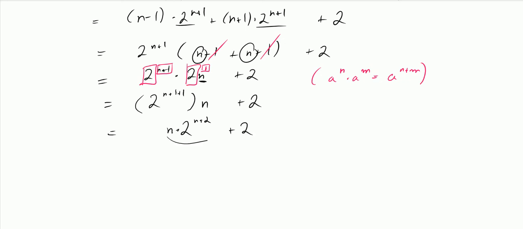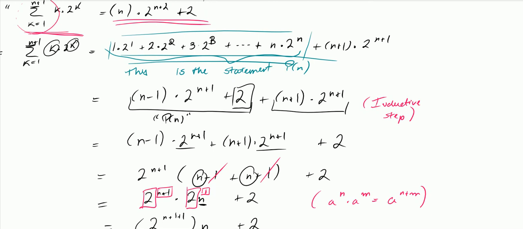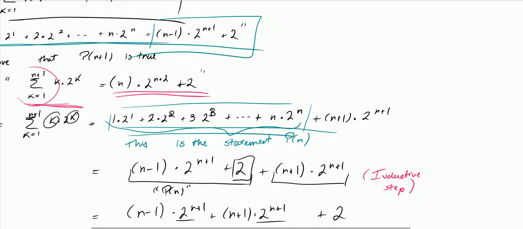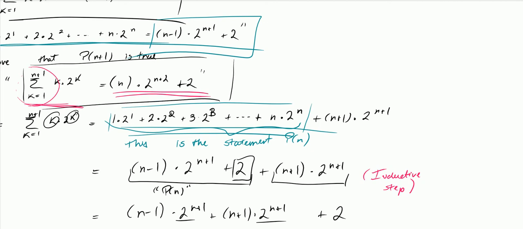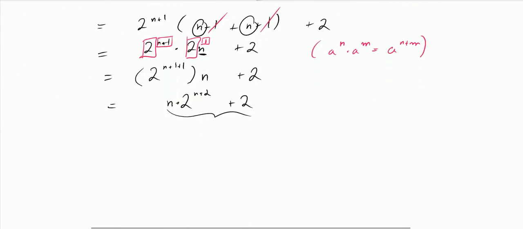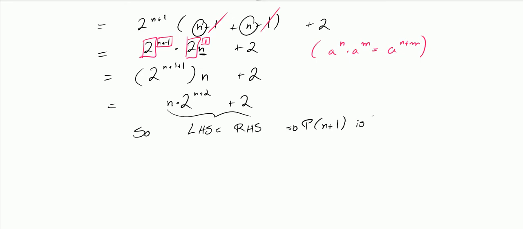Okay, and that really does look like what I wanted. What I wanted to get at was that the sigma, k from 1 to n+1, of k times 2 to the k, is equal to n times 2 to the n+2, plus 2. And that's what I have: n times 2 to the n+2, plus 2. And so my LHS is equal to my RHS. So P(n+1) is true.